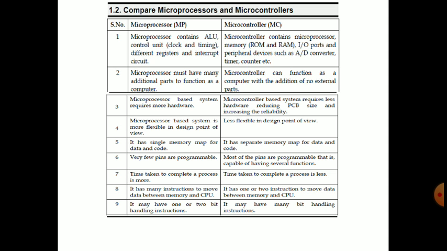And the ninth point: a microprocessor may have one or two bit handling instructions, while a microcontroller may have many bit handling instructions. Bit handling instructions will improve the efficiency and provide different options to the user, so you can use any bit addressable register also for your advantage, or to use in the program separately. So more bit handling instructions will result in more speed, more reliability, and good program writing skills.